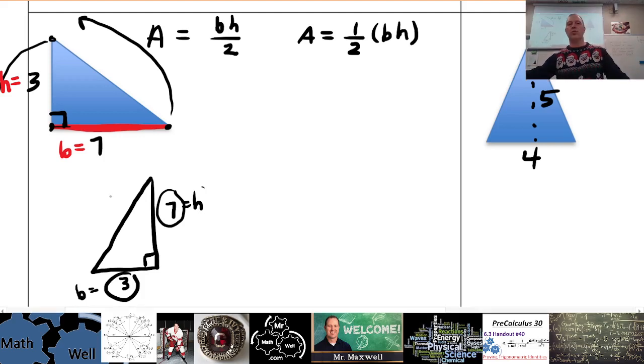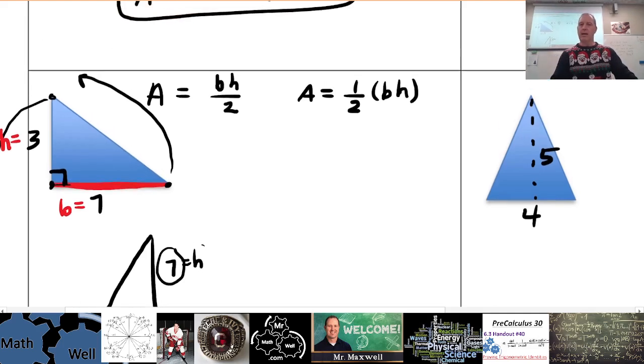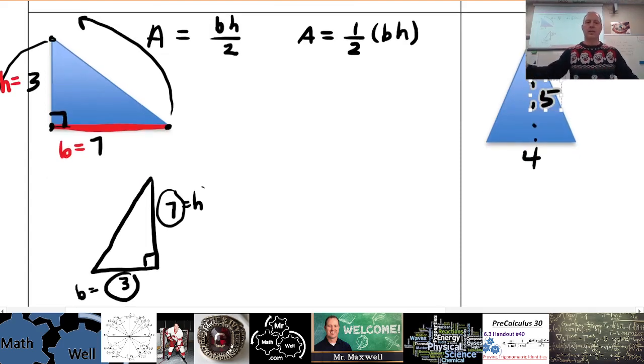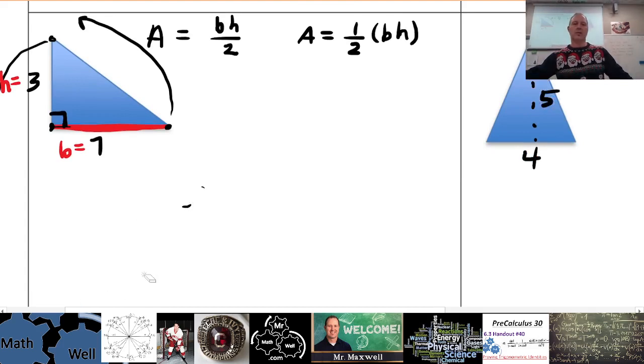So it doesn't matter which way you look at this triangle, if it's a right triangle. Over here, on the second example, you will see that this 5 has to be the height, and that's a bit of a different situation, okay? But we'll get to that in a second. All right, so let's go ahead and do this. I'm going to erase this so I have a little more room to work, and this as well.